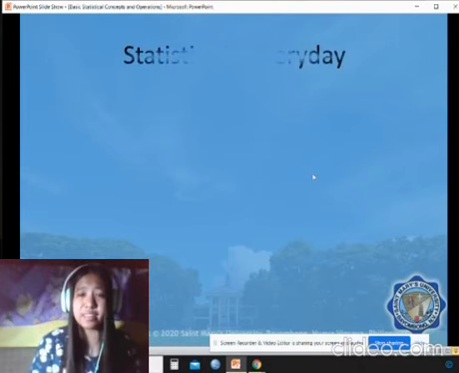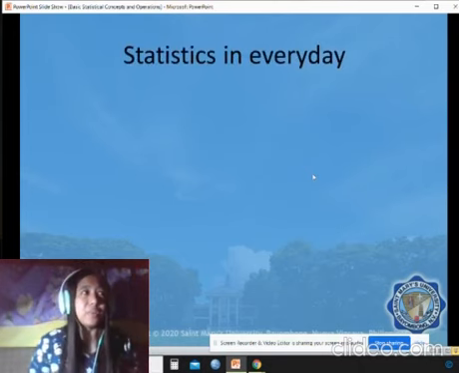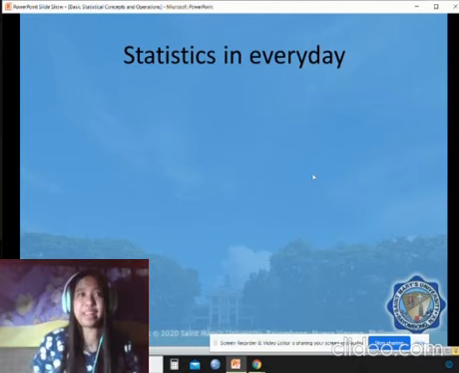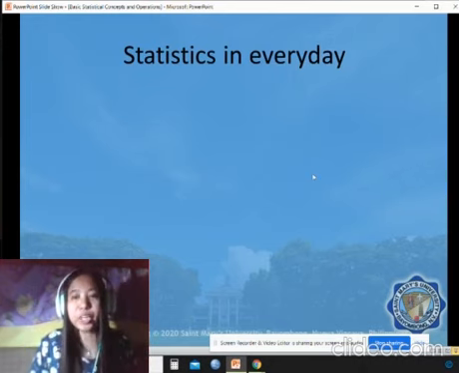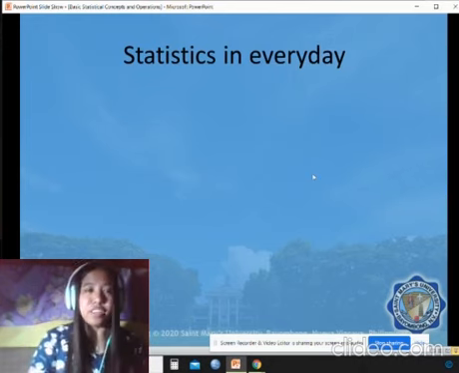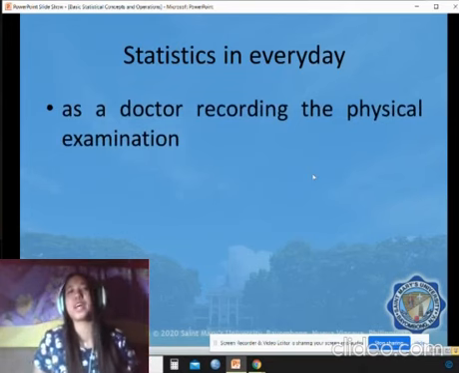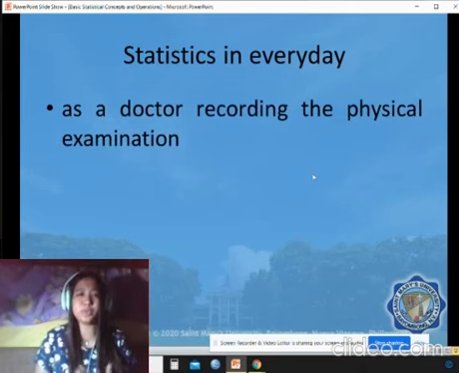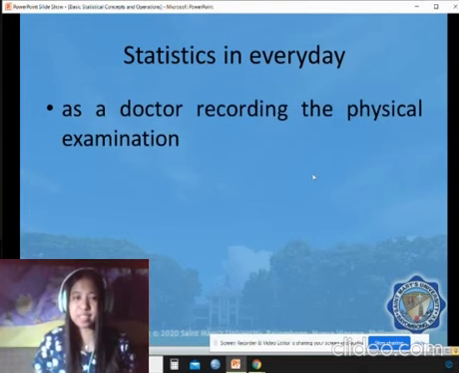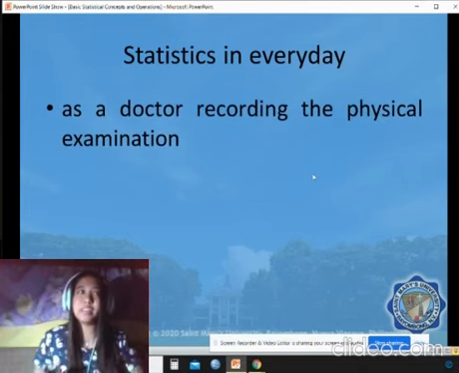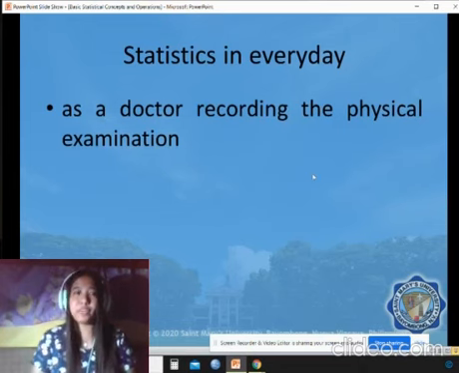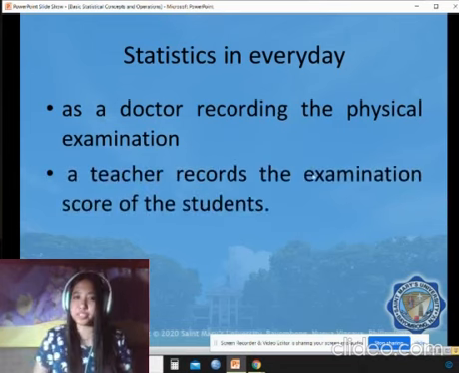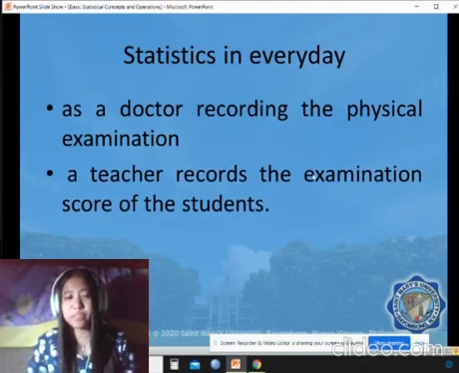We always claim in mathematics class that we need to learn math because it's applied in everyday life. So now I'm showing you that statistics is actually in everyday life. An example is when a doctor records a physical examination. The doctor applies statistics because the doctor cannot give you prescriptions when he did not analyze, of course, the findings in your laboratory result. Another is a teacher records the examination scores of the students.